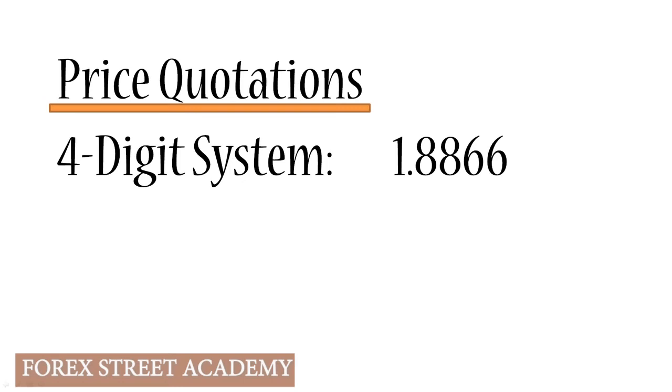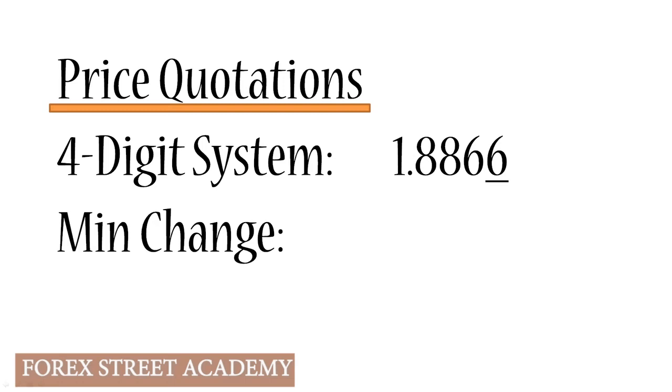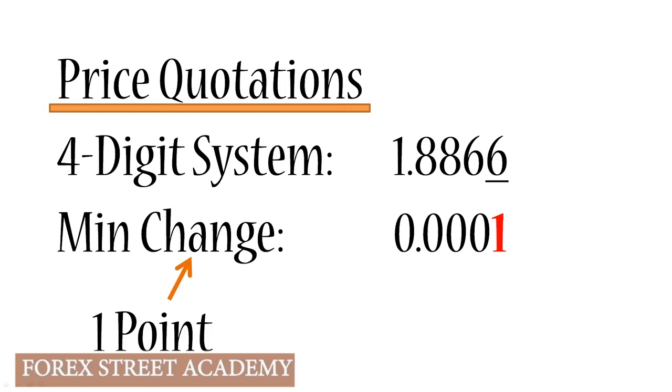In the 4-digit system, any currency pair has 4 digits after the decimal point, except for Japanese-based currency pairs, where Japanese yen is the quoted currency, but we'll talk about that later. So in the 4-digit system, there are 4 digits after the decimal point, and the last digit is the minimum change. So the last digit is the 4th digit, and that means the minimum change that any currency pair can experience is 0.0001 units of the quoted currency. So the minimum change is always called 1 point. And this value, 0.0001, is called 1 pip.